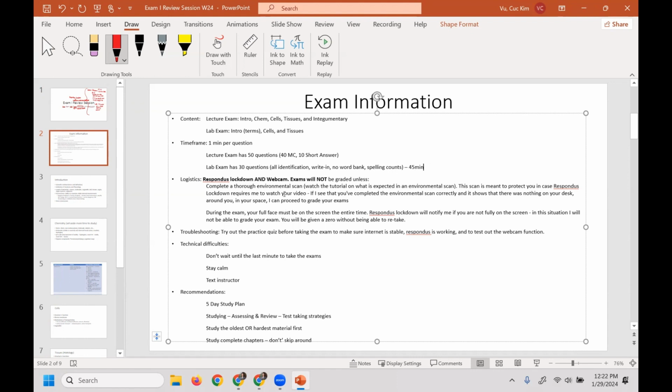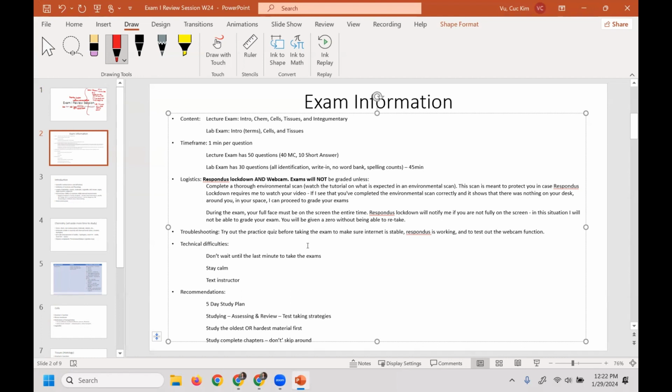Logistics: make sure the Respondus Lockdown is on as well as the webcam. Exams will not be graded unless you complete an environmental scan. And during your exam, your face must be fully on the screen. Respondus Lockdown will flag you or notify me if that doesn't happen. Unfortunately, because you would have seen the exam, you would not be able to retake it and you would just be given a 0. In addition to that, I have to notify the academic dean, and it could potentially go on your record.